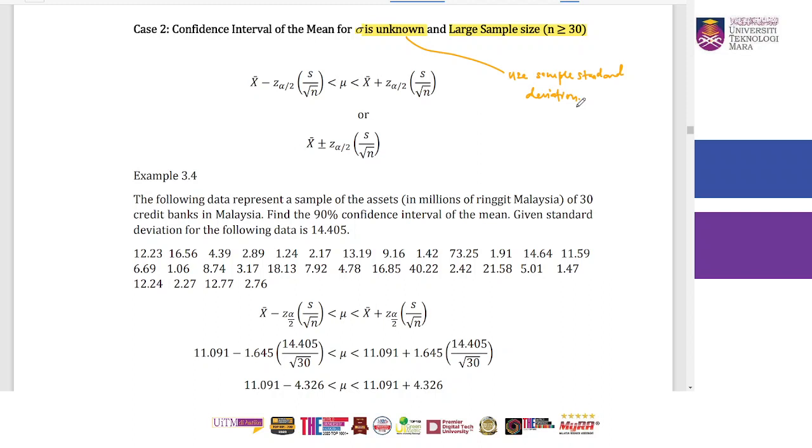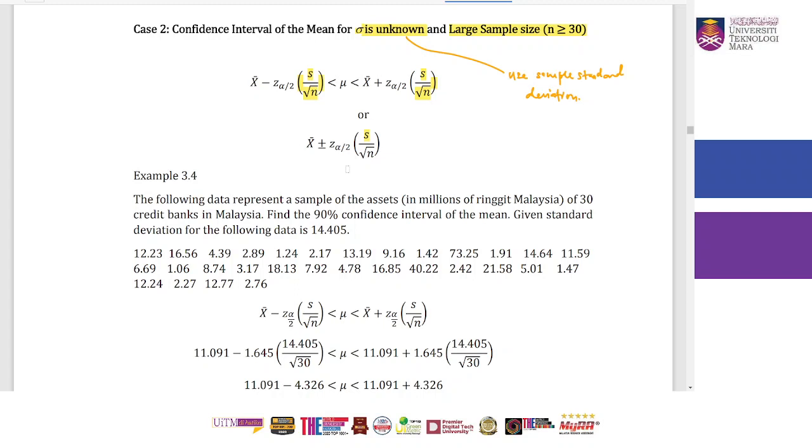Okay, so that's why in this situation, you perhatikan dekat sini, instead of using mu, sigma, we are using S over here right now. So kita gunakan S dekat sini. Okay, we are using S. But we still maintain the use of Z alpha over 2 because of the large sample size. So this one goes back to what in statistics we call the central limit theorem.